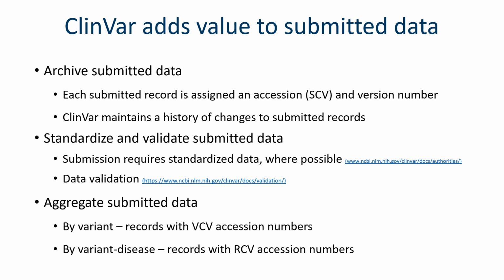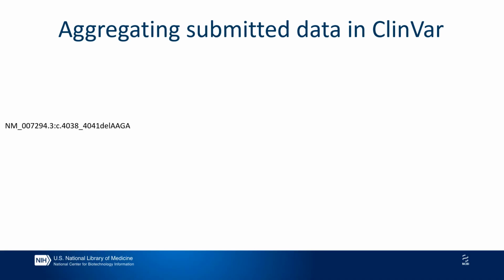Another way that we add value is to aggregate the data that's submitted to us so that you can make connections across different submissions. And we aggregate the data in two ways. So first, we aggregate submissions that are for the same variant. We aggregate these into a record with a VCV accession number. We also aggregate submissions that are for the same variant and disease pair. These get aggregated into a record with an RCV accession number. And I can illustrate that a little better on the next slide.